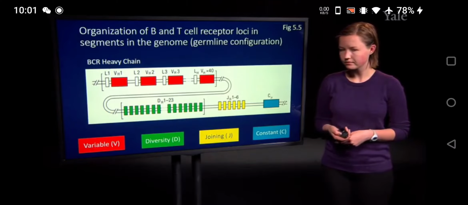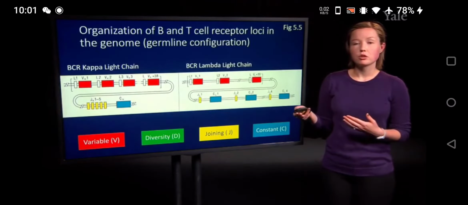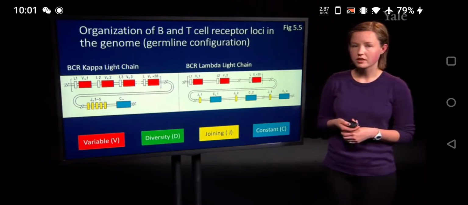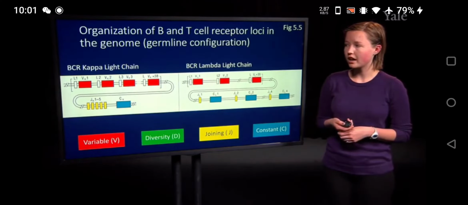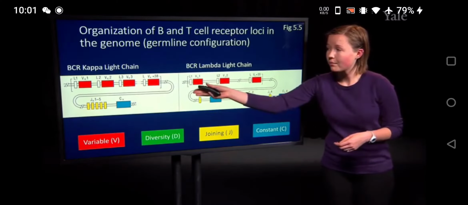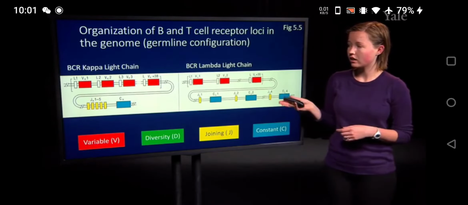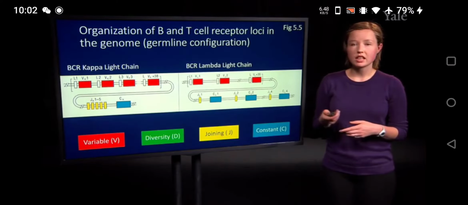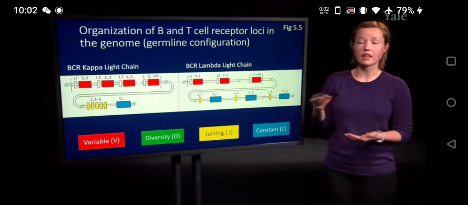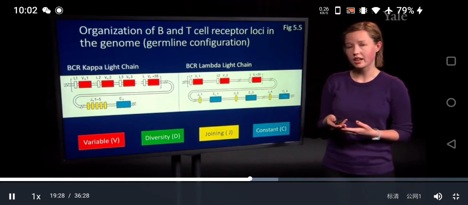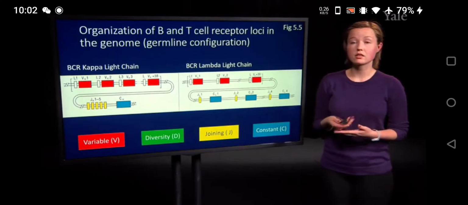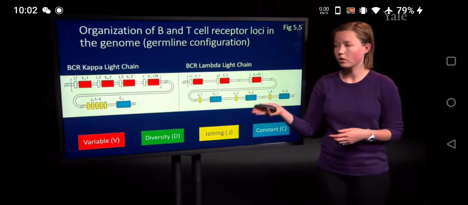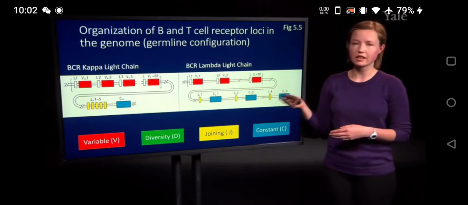To look at the genomic organization of some other portions of B cell receptors, we have our BCR kappa light chain and our BCR lambda light chain. And something that you notice here that is different from the heavy chain is that it is lacking the D segments. So the light chains will actually only consist of V and J segments, but there are no D segments like are present in the heavy chain.